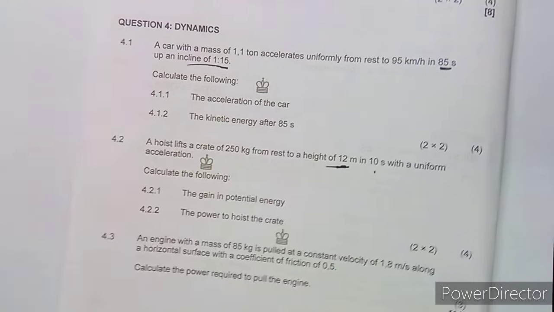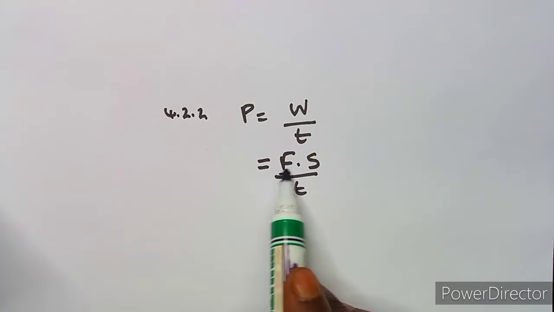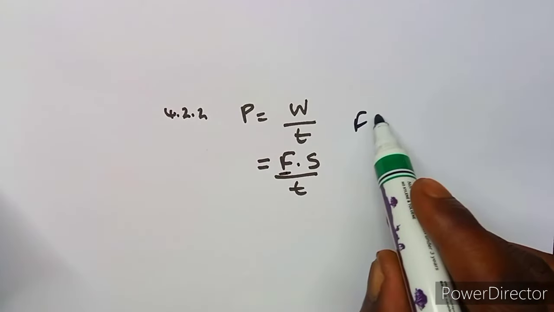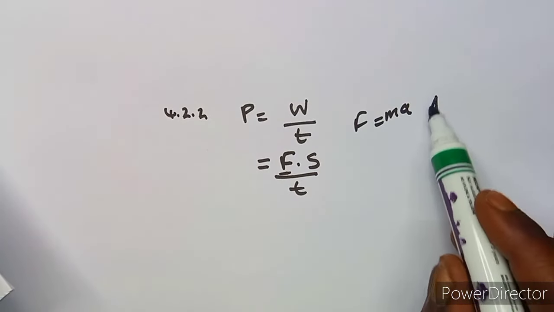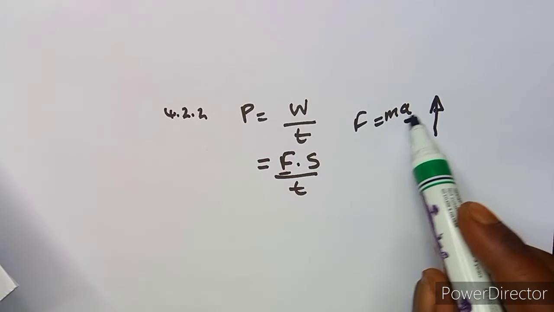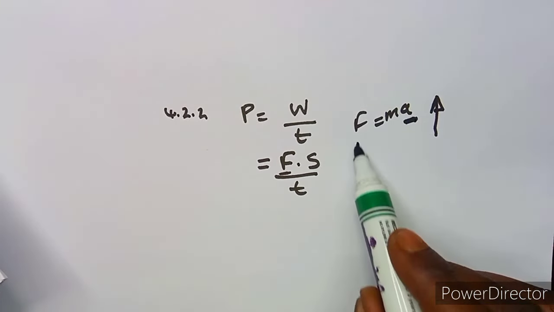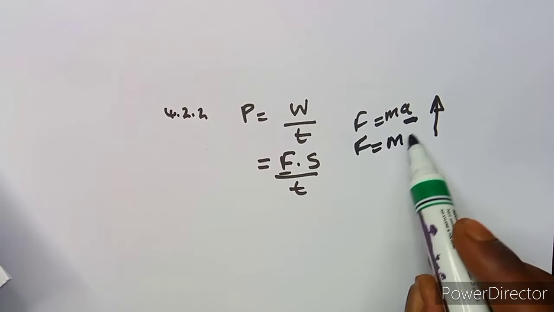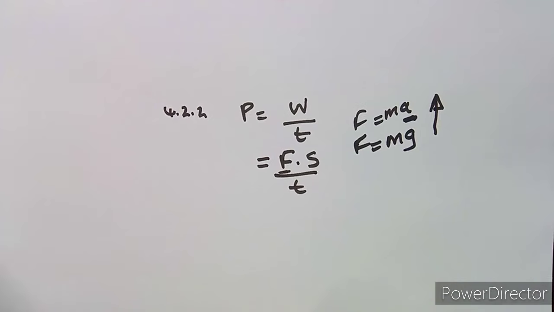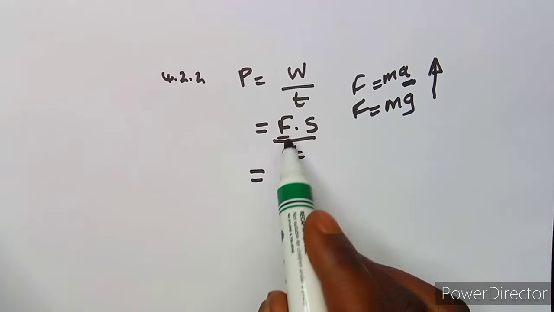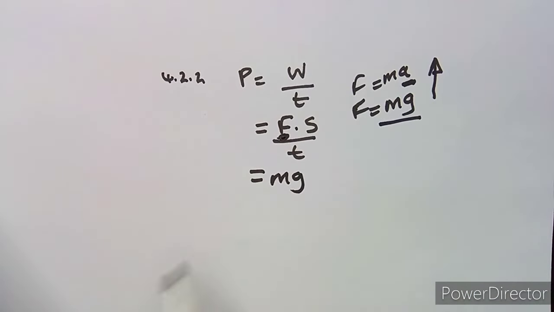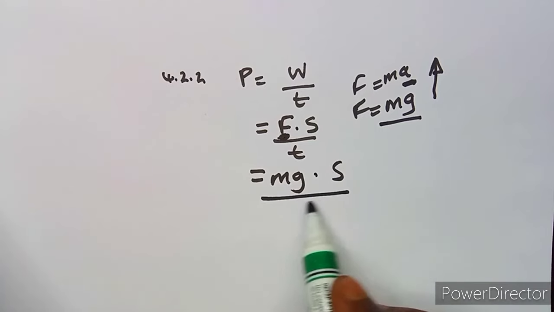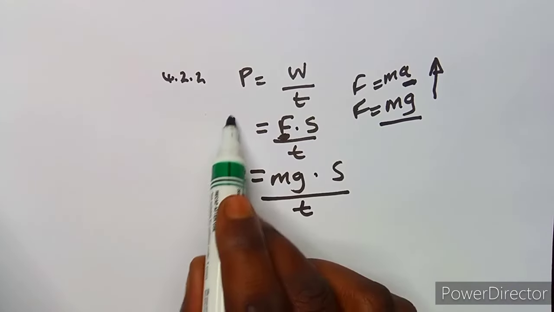That's your distance. But this force here, where are we going to get it? Remember, force is actually mass times what? Acceleration. But this time we can't use this formula. Why? Because you are lifting a crate upwards. So instead of using the normal acceleration, you are going to use the gravitational acceleration, where our force now is mg. So in place of this force, I'm going to replace it with mg. So it's going to be mass times the gravitational acceleration times the distance over the time. Everything now is going to give me the power.